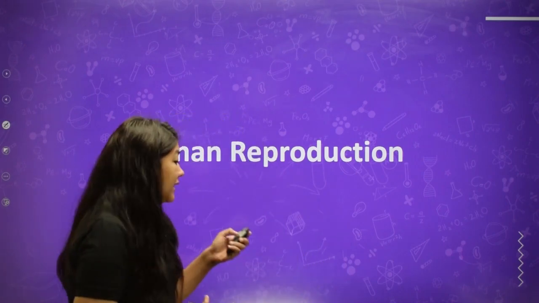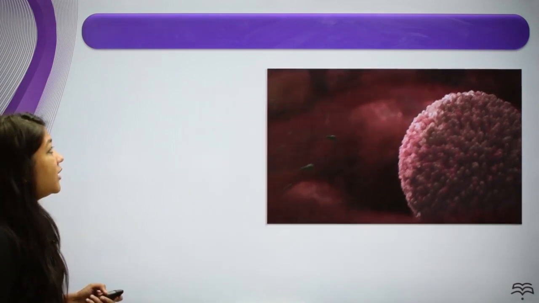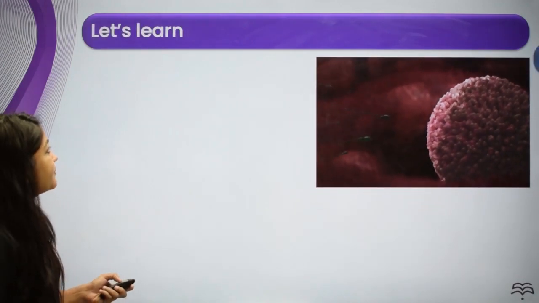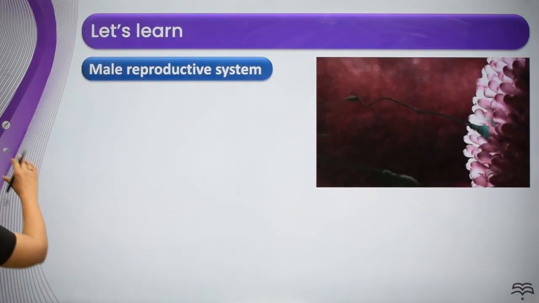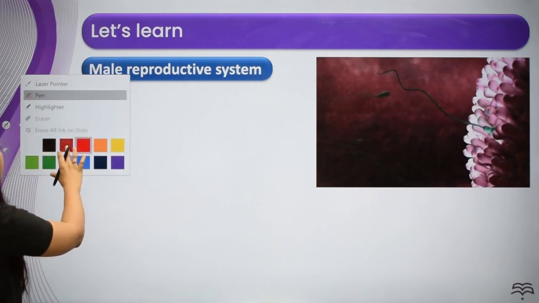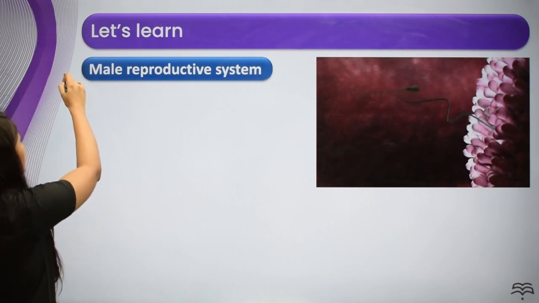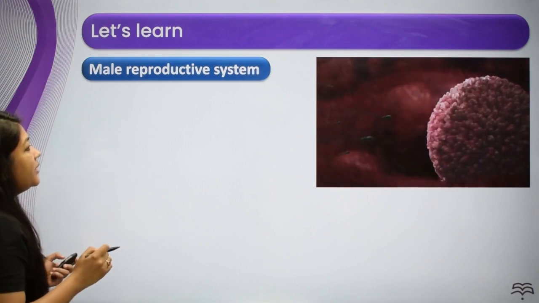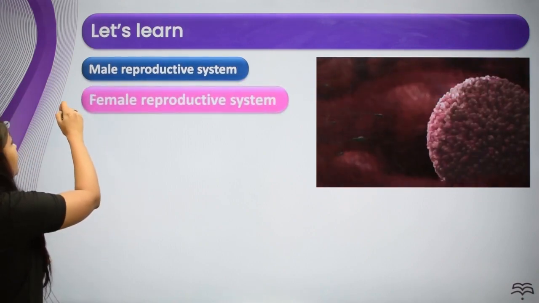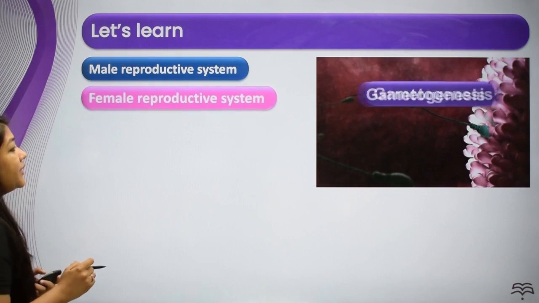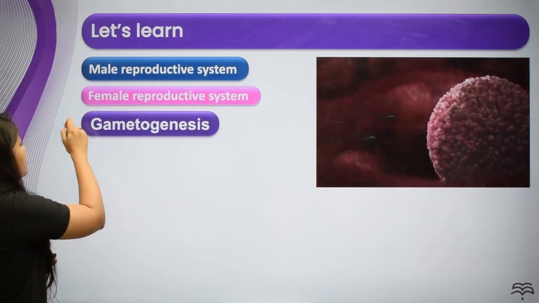Okay, so in this particular chapter we will be focusing on human reproduction. So first let's see what all things we'll be talking about. The first important thing that we'll be talking about is, of course, the reproductive system. We'll be talking about the male reproductive system. We'll be talking about the female reproductive system. We'll be talking about gametogenesis.